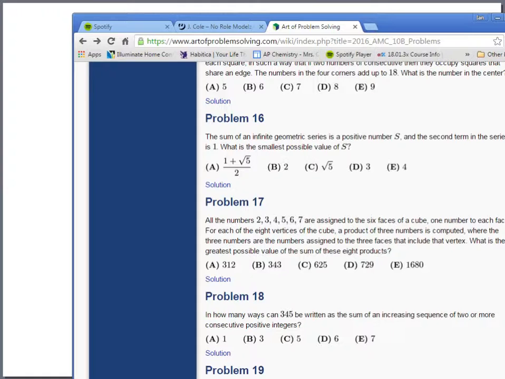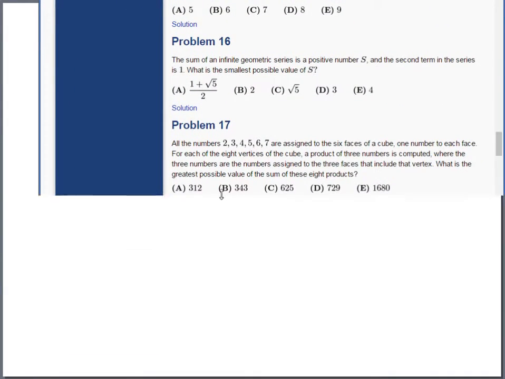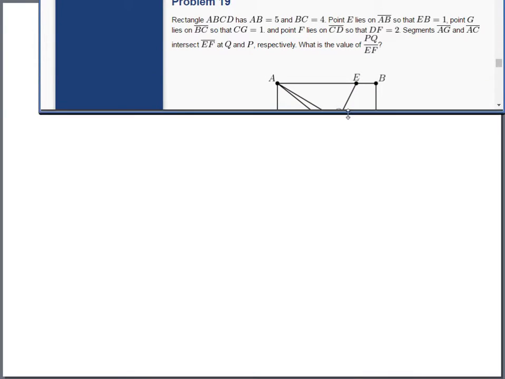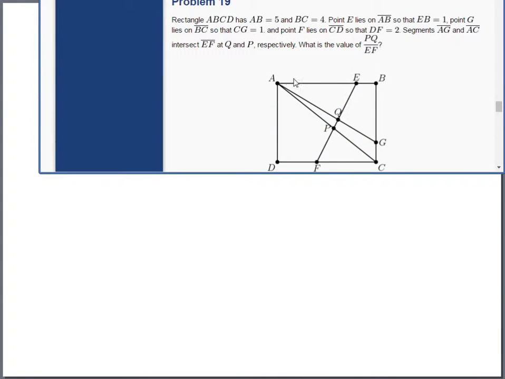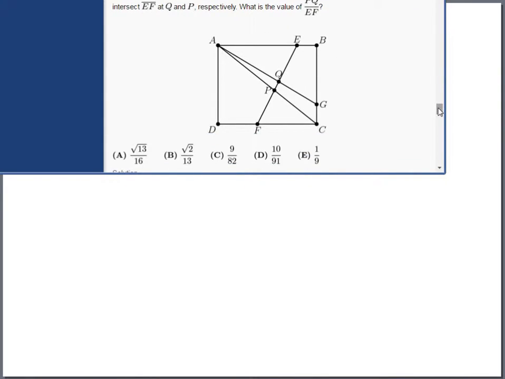So I'm back, and we are going to be doing problem 19 for the AMC 10B. It says that rectangle ABCD has AB equal to 5 and BC equal to 4, and just a whole bunch of this. So we can mark it up, and we'll go right over here.